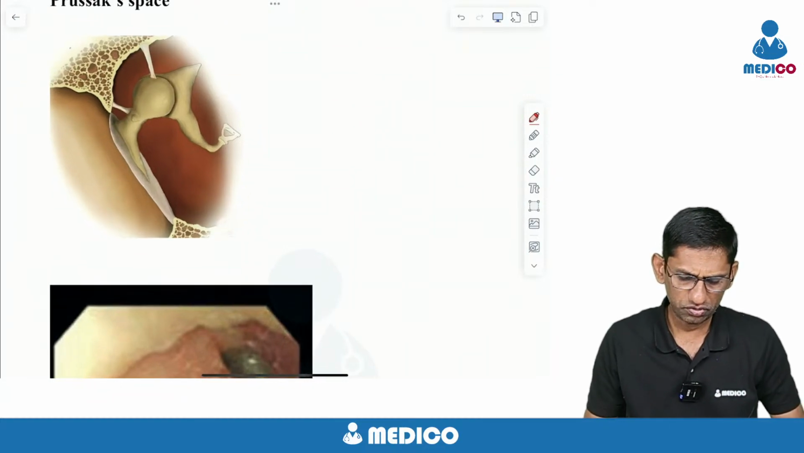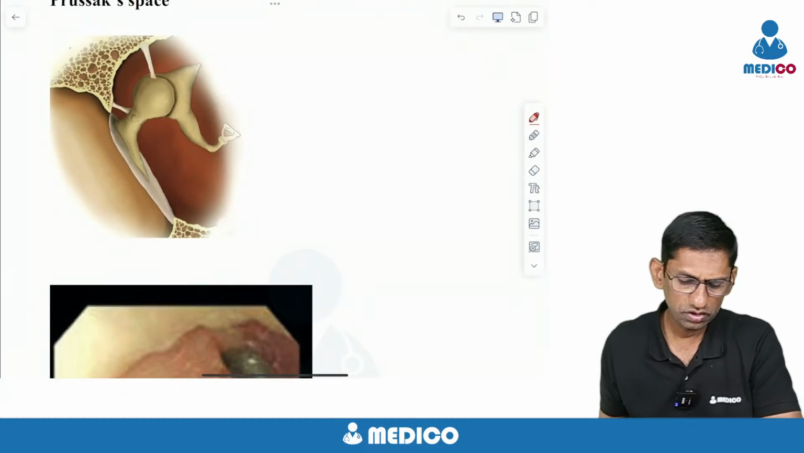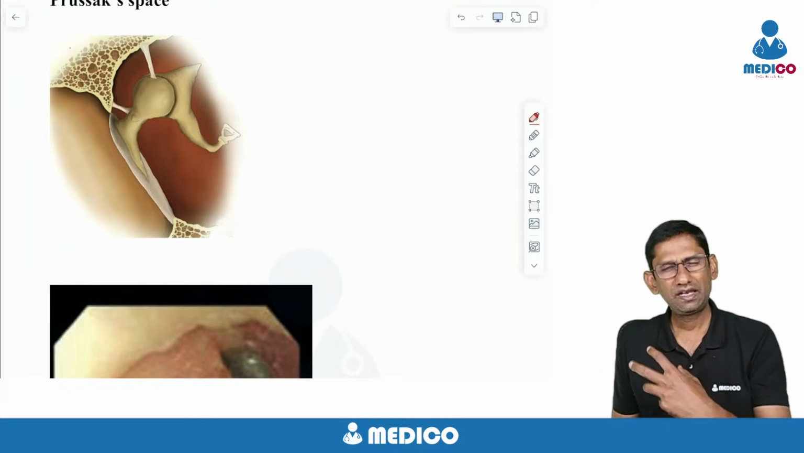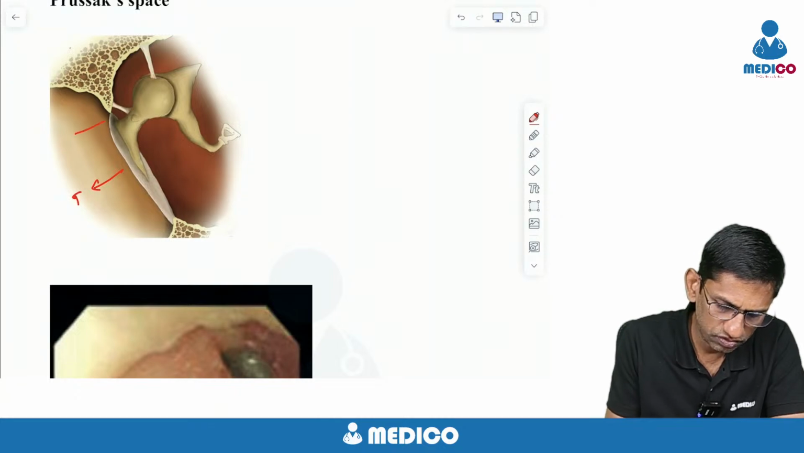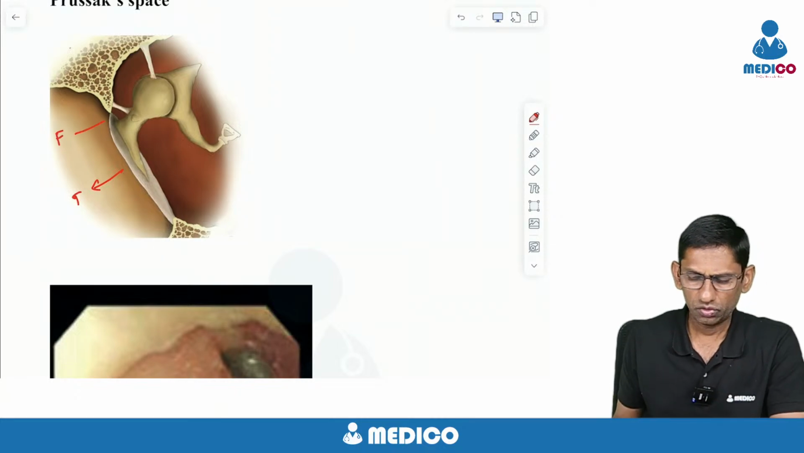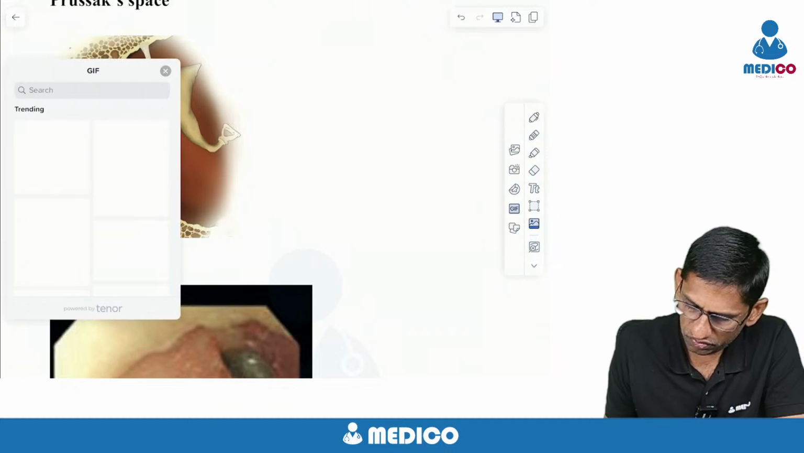So this is the Prussak's space. I told you again, we are viewing the middle ear from the anterior wall. Remember this, and this is the pars tensa and this is the pars flaccida. So this area, what is this?